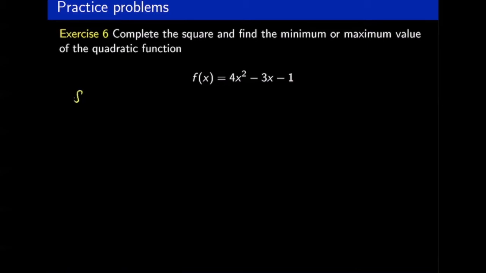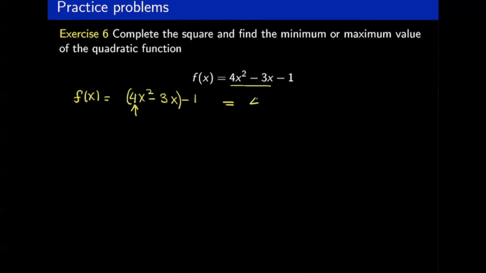So the first step is you have to group the first two terms of this quadratic function, which is 4x squared minus 3x, and you put the parentheses around it, with the minus 1 outside. The next step is, if the coefficient of x squared is 1, you don't have to perform that step. But if the coefficient of x squared is not 1, you have to pull that constant out.